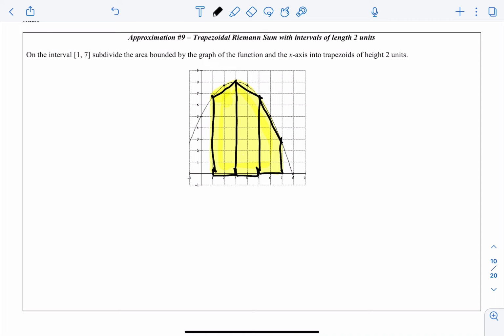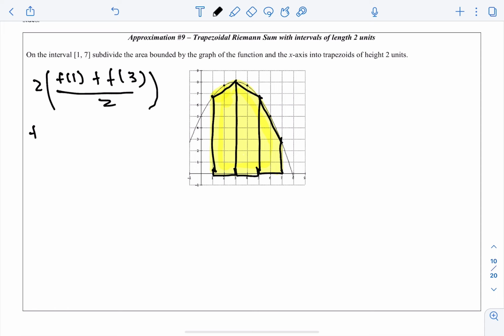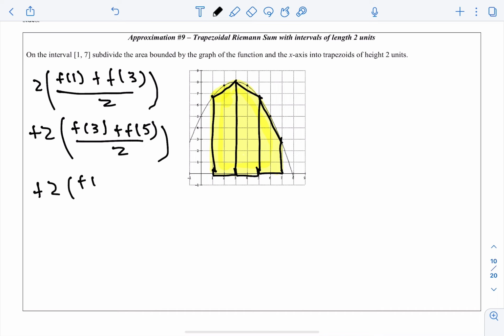So in this case, the height is 2. So we can write 2. And then we can take f of 1 plus f of 3 divided by 2. And that is the area of the first trapezoid on the left. And then let's find the area of the second trapezoid. So the height is 2, f of 3 plus f of 5 divided by 2. And then the third is f of 5 plus f of 7, and that's over 2.